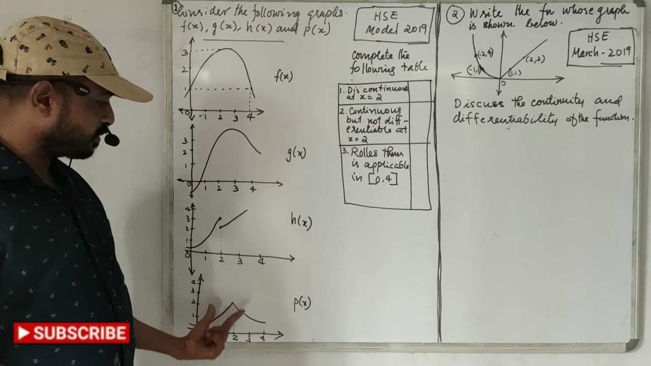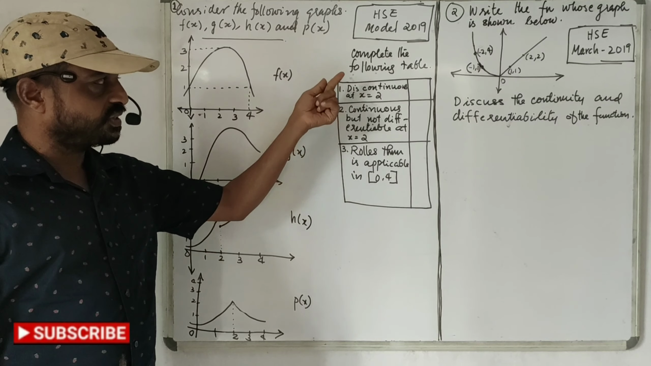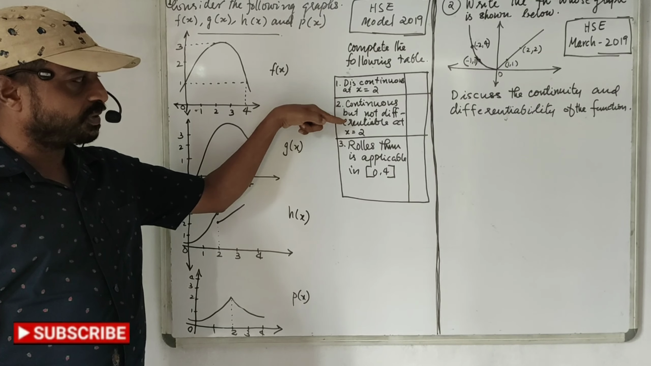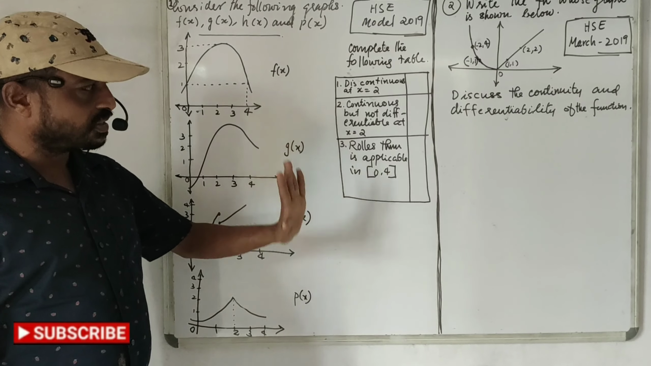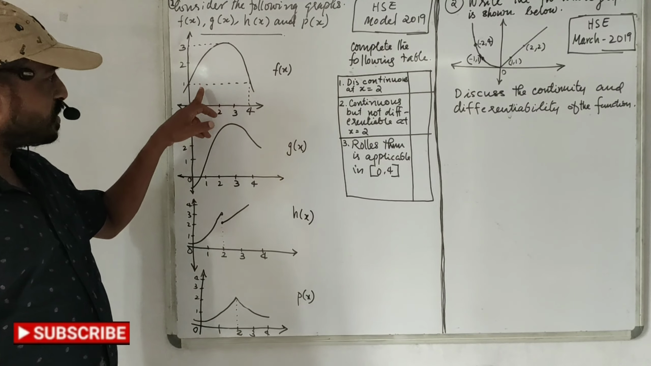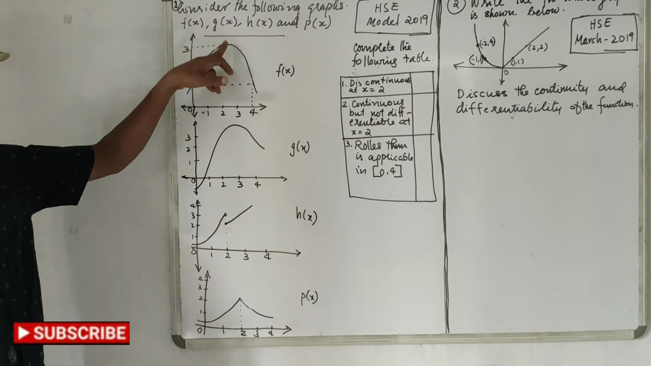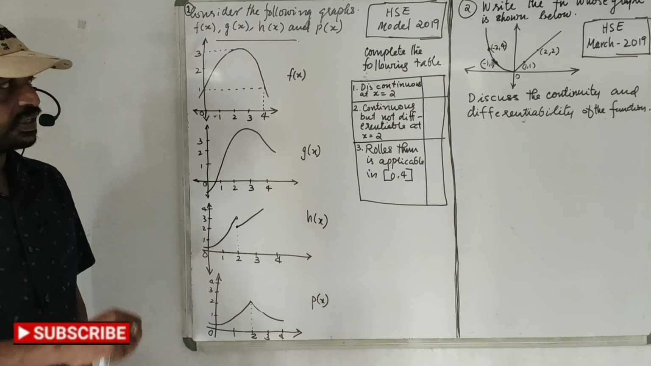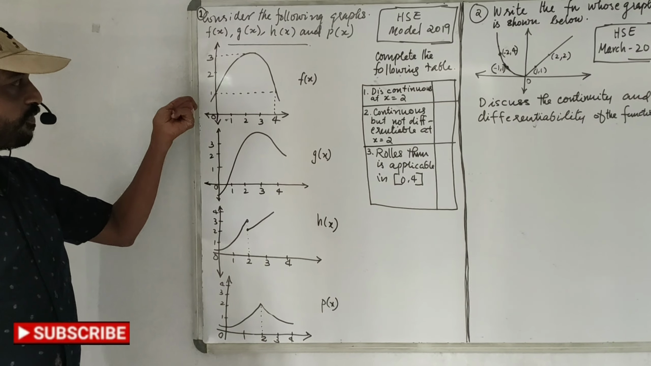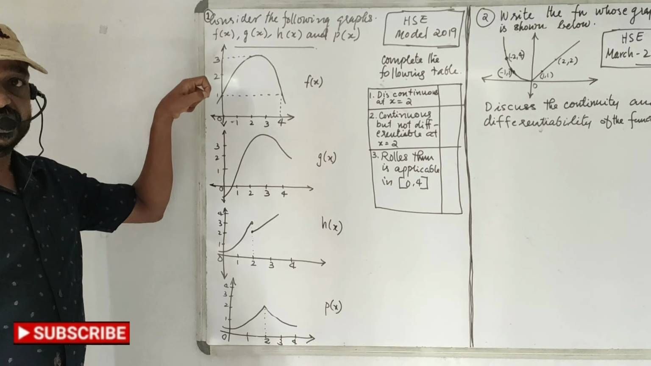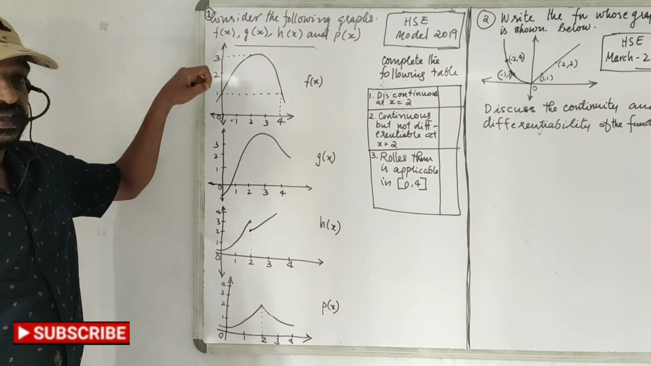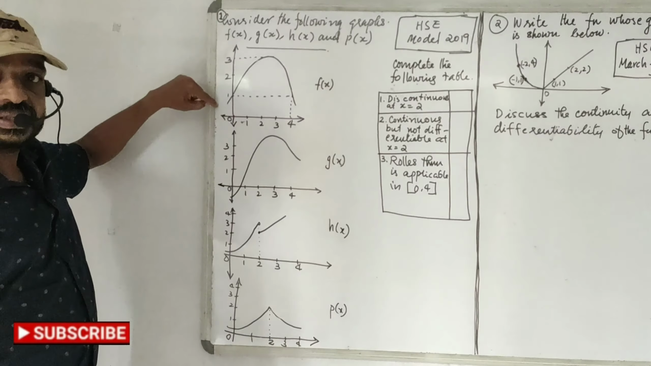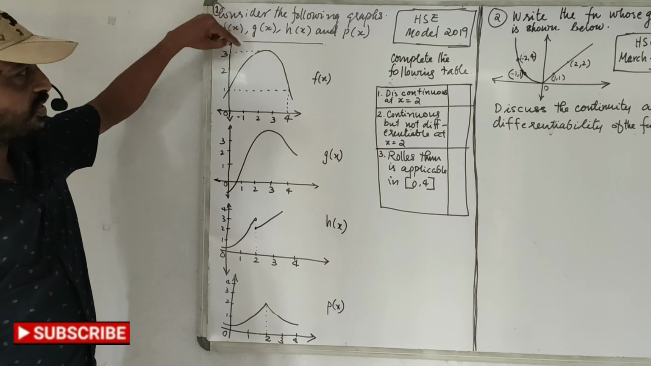Now let us examine each of these graphs and understand whether each is continuous, differentiable, or whether Rolle's theorem can be applied or not. The first graph is the graph of the function f of x. How will you understand whether the graph is continuous or not? If the graph of the function does not have a break, then the function will be continuous. Here f of x is continuous because its graph does not have a break.